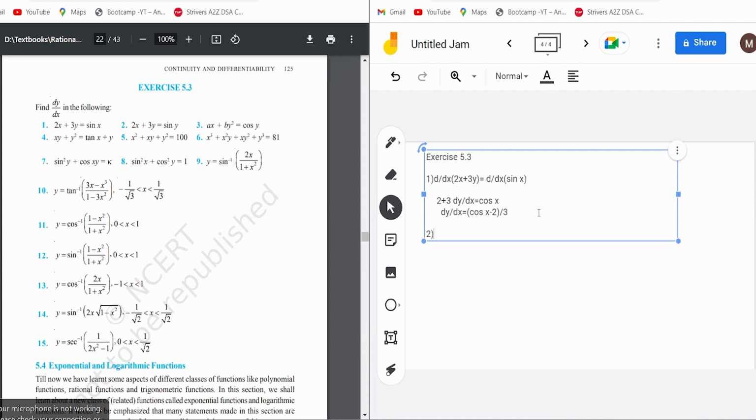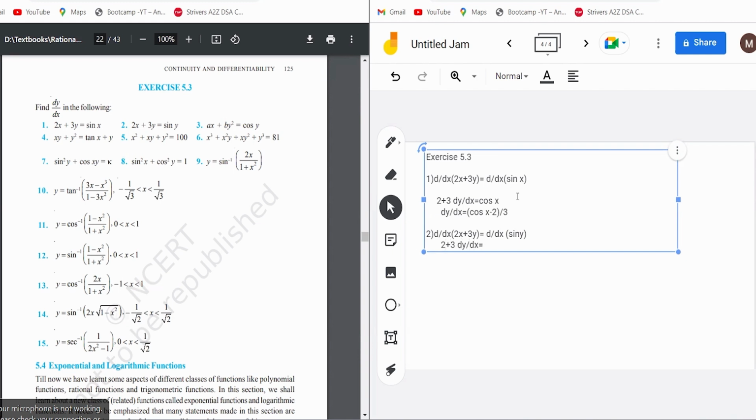Let's move ahead to question number 2. 2x plus 3y equal to sin y. Again, we have to differentiate both sides. d by dx of 2x plus 3y equal to d by dx of sin y.